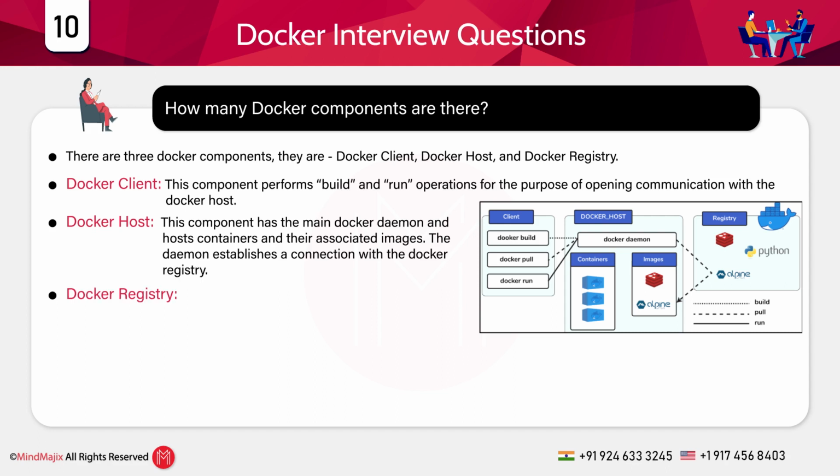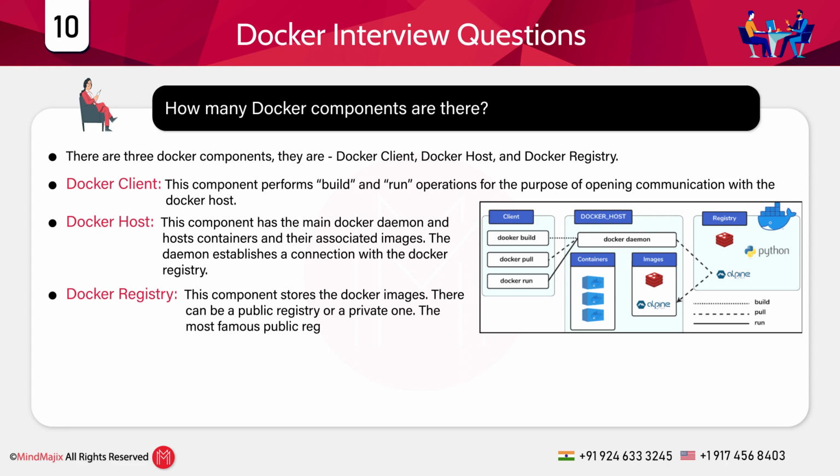Now the Docker registry: this component stores the Docker images. There can be a public registry or a private one. The most famous public registries are Docker Hub and Docker Cloud. So as in the figure, you can easily understand that there is a client, Docker host, and Docker registry. On a Docker client, we execute commands like docker build, docker pull, and docker run. And these commands are forwarded to the Docker host.